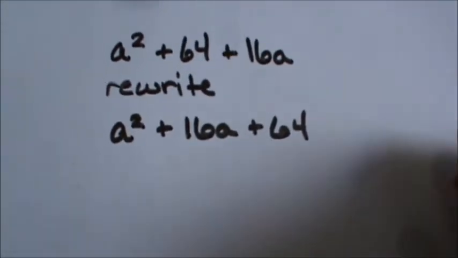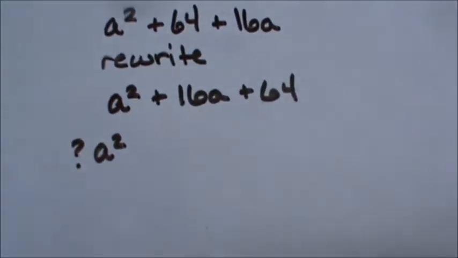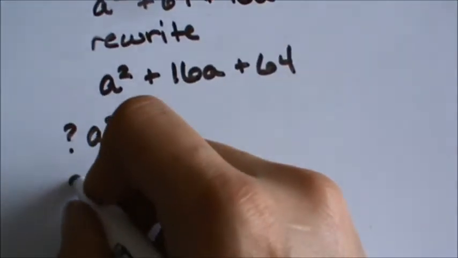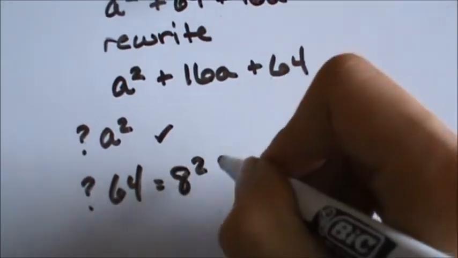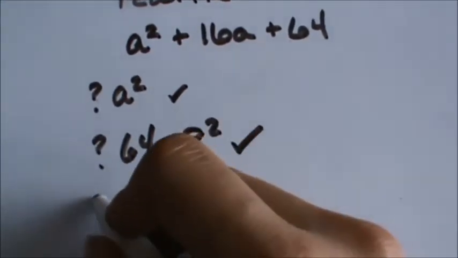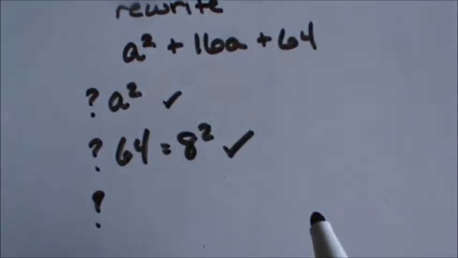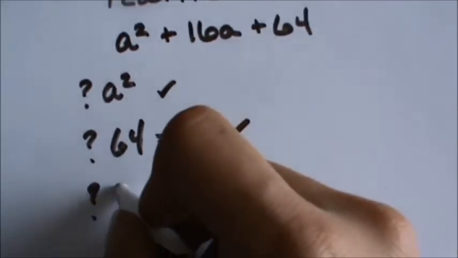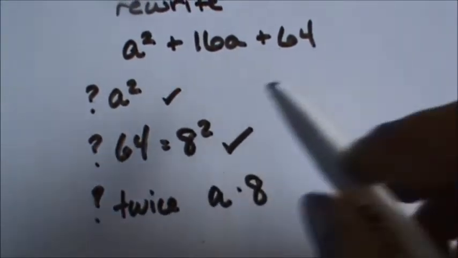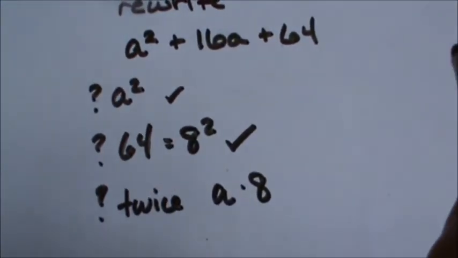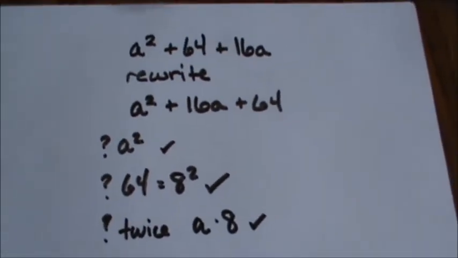So now we need to check. And to do that, the first thing we look at is: is the first term a perfect square? You betcha. Is this last term a perfect square? You betcha. Is the middle term, and this is the more difficult one, the 16a, is that twice a times 8, the 2 from up here, the number squared? And yes, it is. So this is a perfect square trinomial.